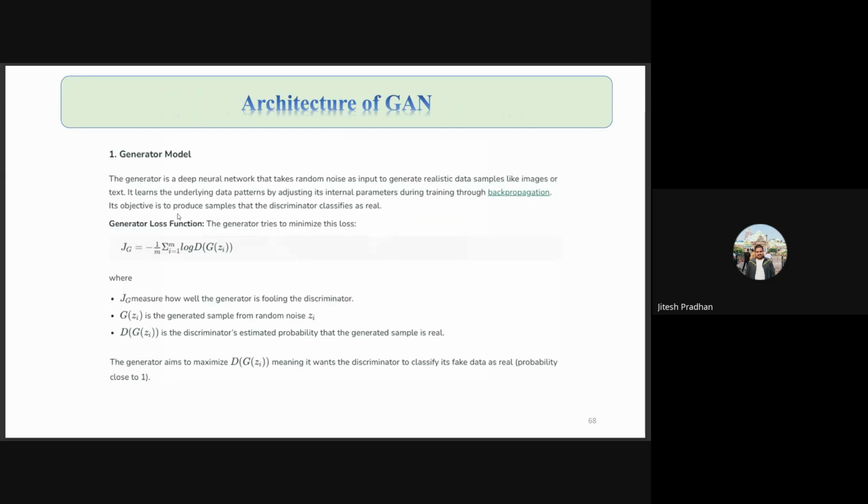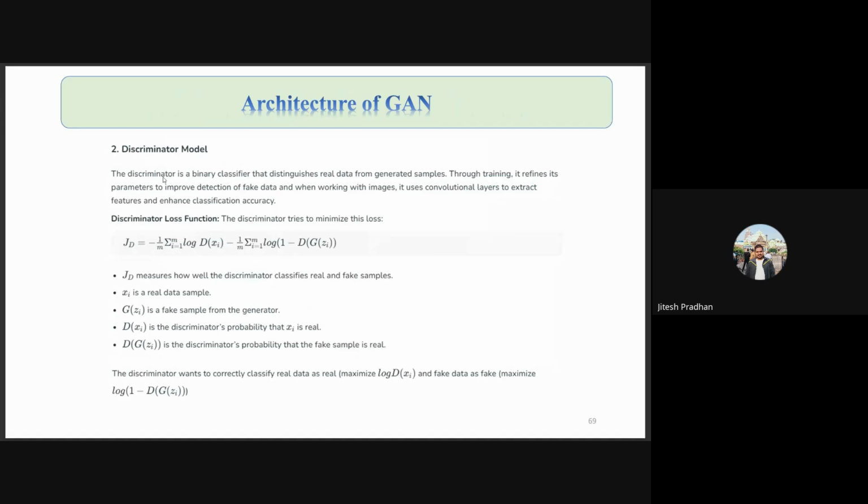Now, the generator model. So basically, what is the generator model? It's a deep neural network that takes random noise as the input and generates realistic data, data samples like images or text. Now there is the generator loss function, and we have one loss function for the discriminator. The loss function for the discriminator is binary cross entropy, because it has to do binary classification, real and fake. I'm not going deep into the loss function detail.